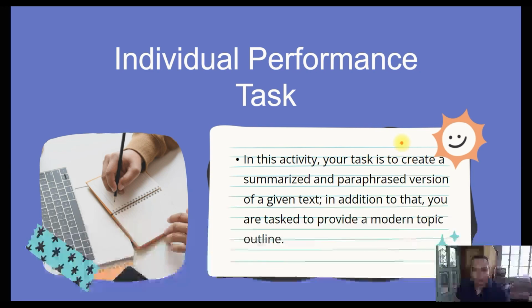Please read them carefully. Along with that is the rubric for the summary and the paraphrasing. So remember to make it accurate, make it brief and simple for the summary, and of course the accuracy of the paraphrase needs to be maintained. So that's the performance task.